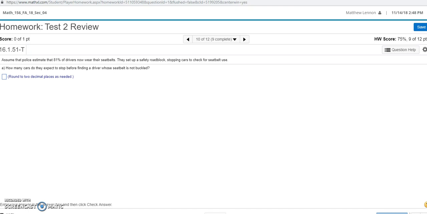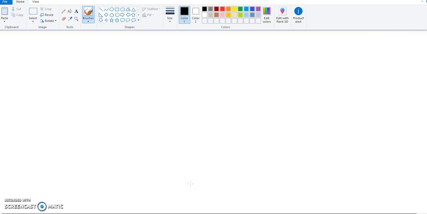So in problem 10, we're assuming that 81% of drivers wear seat belts. They set up a safety roadblock stopping cars to check for seatbelt use. How many cars do they expect to stop before finding a driver whose seatbelt is not buckled? That's the same formula as before. When you have a percentage like that, 1 over n is giving you that expected value.